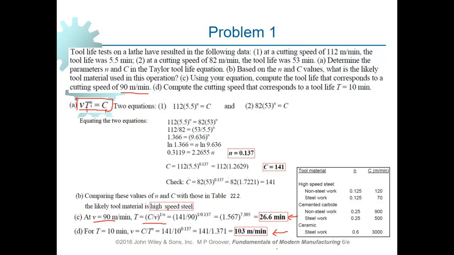A cutting speed of 103 meters per minute gives us a tool life of 10 minutes. As you can see, cutting speed is significantly affecting the tool life. Just a small drop in cutting speed gives us a significant improvement in the tool life. So this is very useful in actual work environments.